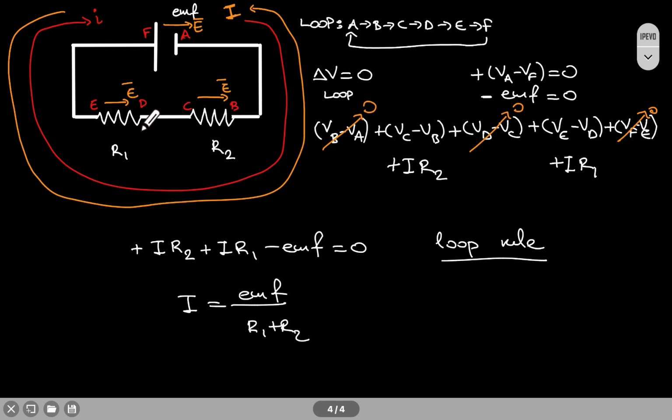And I want to finish this by mentioning, when you have resistors connected like this, where the current that flows through them is the same, then we say that these resistors are connected in series. These two resistors, 1 and 2, are connected in series.